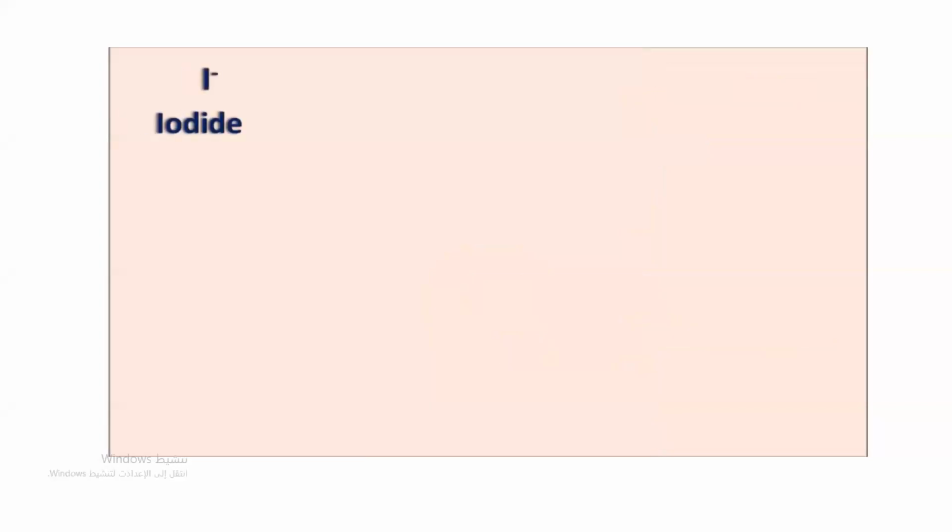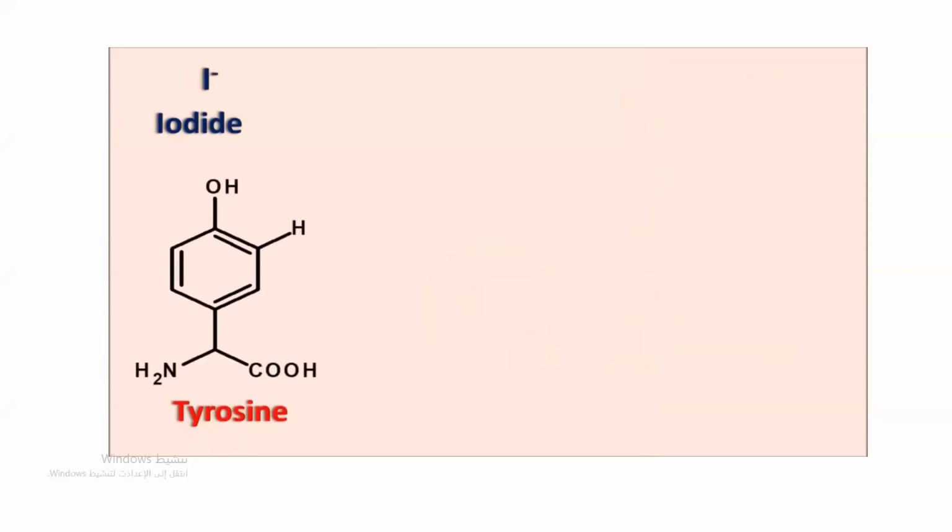Now we have already seen that for the synthesis of the thyroid hormones, two important molecules are required. One is the iodide and the second is the tyrosine. This tyrosine can interact with the iodide in the presence of the thyroperoxidase enzyme, which undergoes the iodination. But this step is a free radical mechanism.